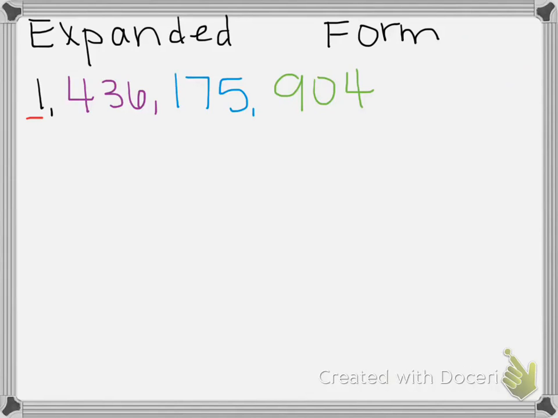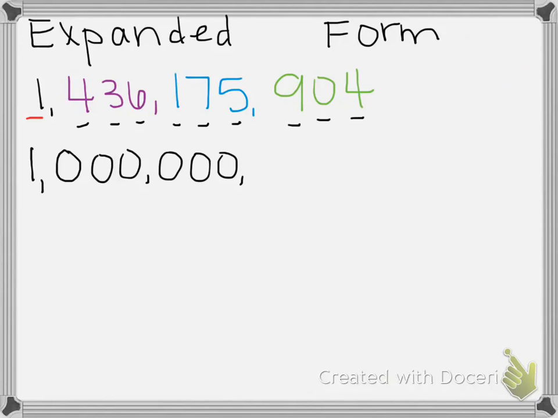A trick to know how many zeros to put is to count how many digits are to the right of the number. So the 1 is in the billions place, and then there's 1, 2, 3, 4, 5, 6, 7, 8, 9 digits to the right. So I need 9 zeros. So that's the value of the 1. When we do expanded form, we do a plus sign in between the value of each digit.